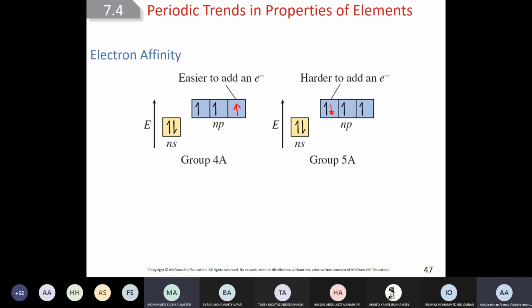Lithium. By the way, this is carbon and this is nitrogen. Which one is easier to put an electron in, carbon or nitrogen? Carbon. Why? Because it is missing one. Electron affinity is bigger for carbon than nitrogen. Why is that?